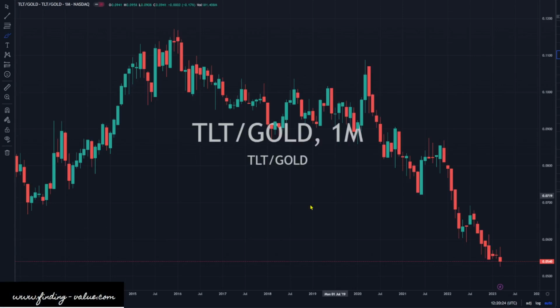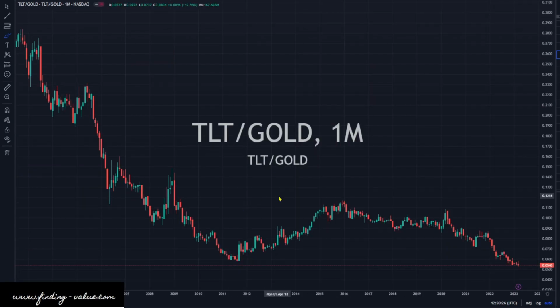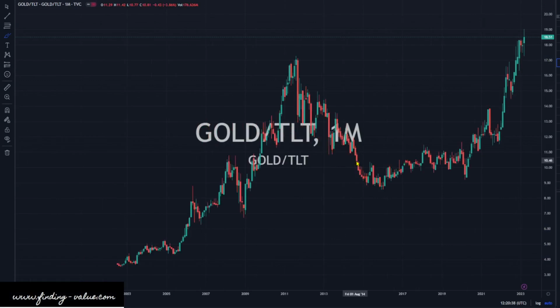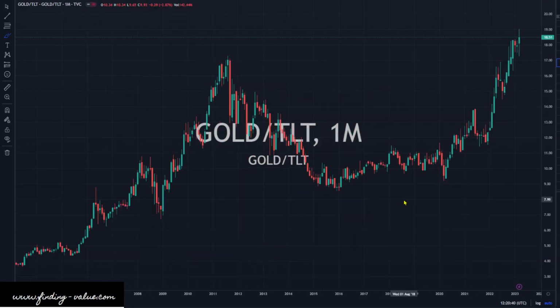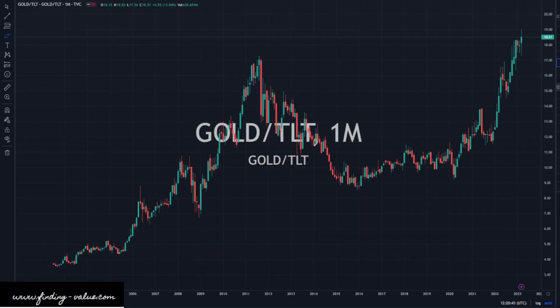TLT versus gold ratio. Gold has been outperforming TLT the entire time, basically. We had a little bit of a move higher here in this disinflationary period, and it looks like we're compressing back down. So that looks good for gold. Gold versus TLT reversed, just to show you guys what it looks like in the reverse.